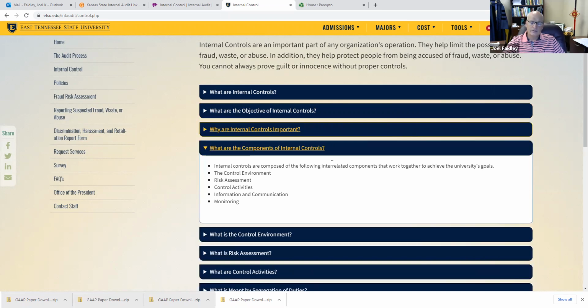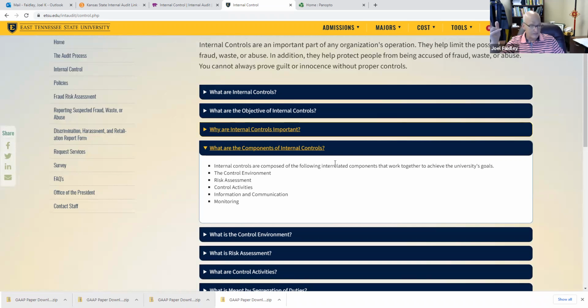And so this is where what's in the textbook here on 4-6 goes along with what ETSU has. And hopefully I'm screen sharing that. You can see that the internal controls are composed of the following interrelated components that work together to achieve the university's goals. And the first one's the control environment. And that's on page 4-6, although they leave off the word control, it says internal environment.